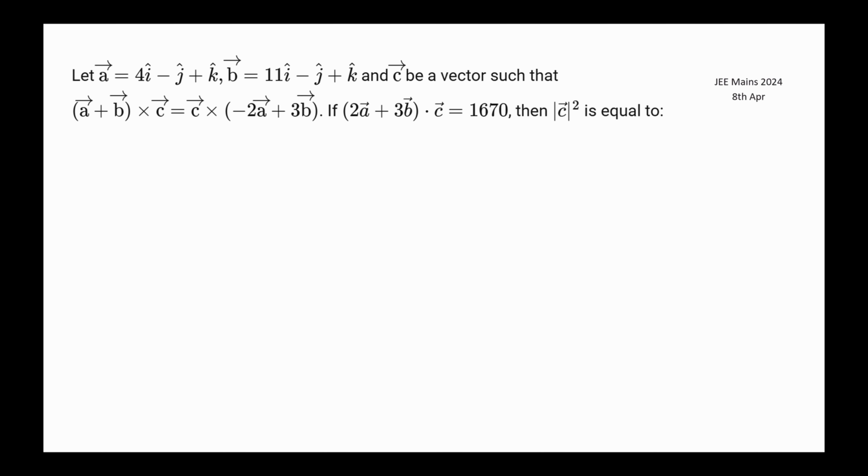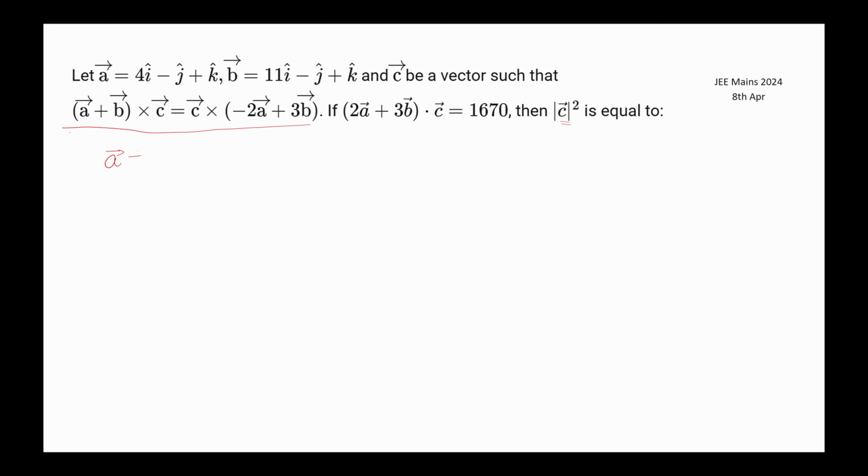In this question, let A vector be this, B be this, and C be a vector such that they've given us an equation based on C. If this dot product with C vector is equal to 1670, then we have to find out C vector modulus whole square. So first, let us try to simplify this equation that has been given to us and try to extract whatever values we can from this equation.